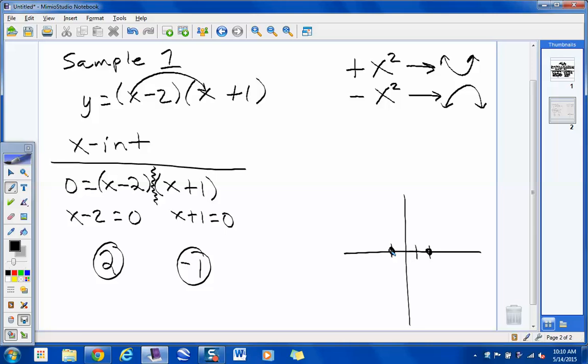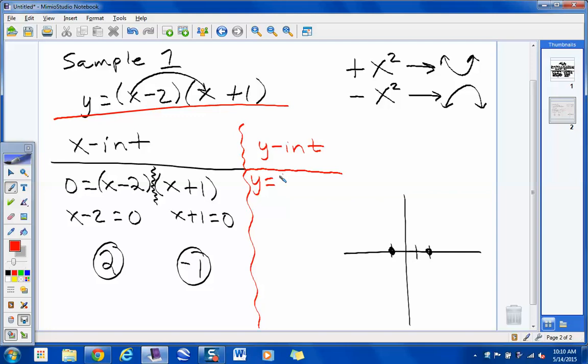Okay, I'll do the y-intercept in red. We'll do the y-intercept. Okay, so what's the rule here, guys, for y-intercept? Change the x to 0. So come back up into here. X's are 0, so I'm going to have y equals 0 minus 2 times 0 plus 1.